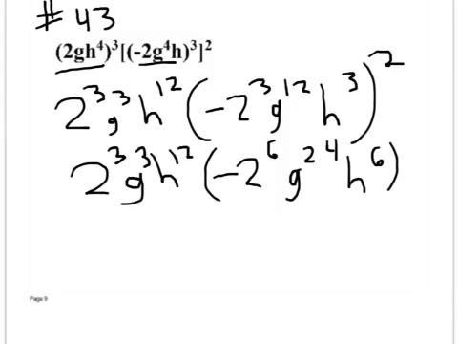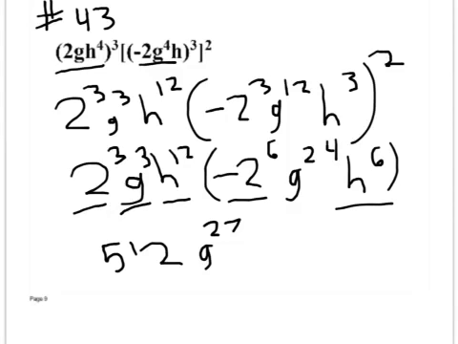So now we just get to where every variable appears once. 2 cubed times negative 2 to the 6th power equals 512. Wait, to the what power? Third power. You have 2 to the 3rd power times negative 2 to the 6th power. G to the 3rd power times g to the 24th power. Remember, when multiplying bases, we add exponents. Again, h to the 12th power times h to the 6th power, so h to the 18th power.